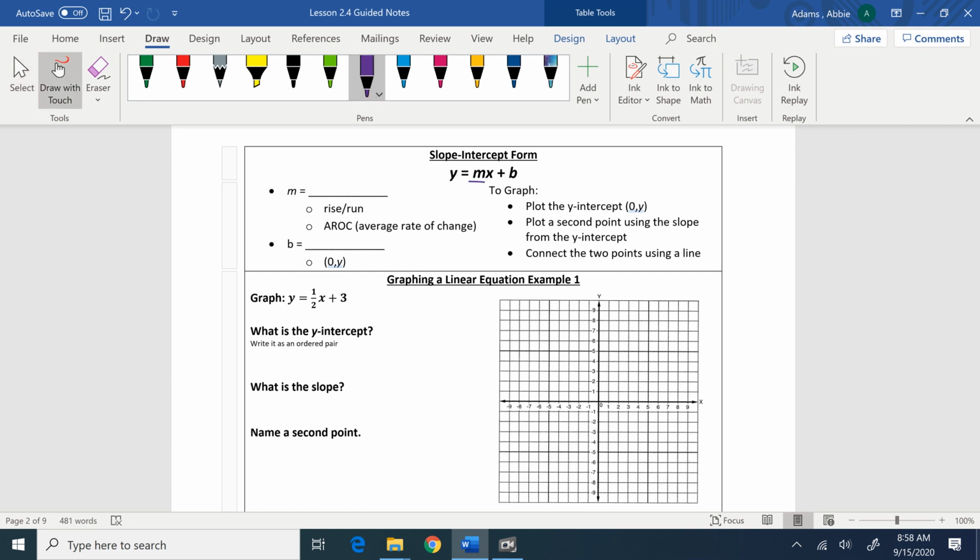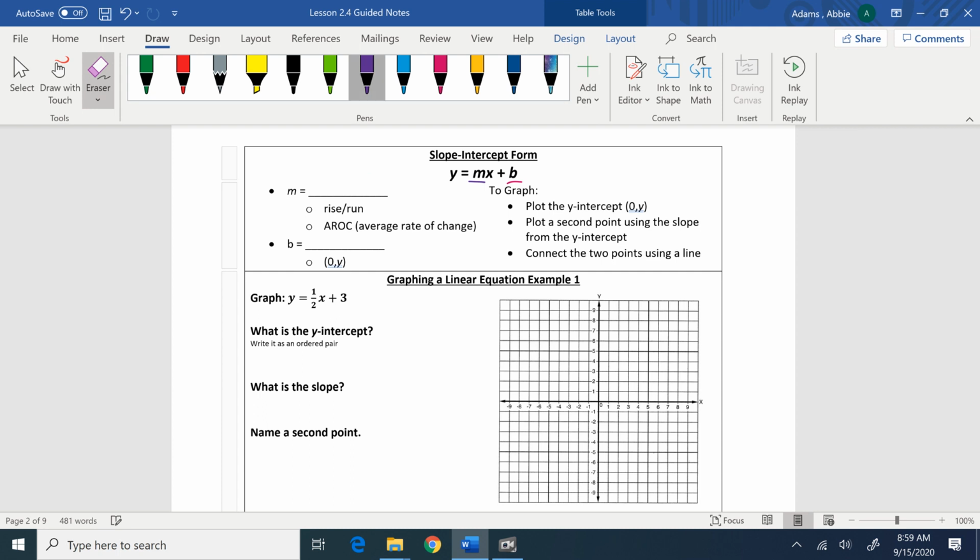We have this y equals mx plus b. So we need to define our variables m and b. M is going to be your slope, which we just learned is the same thing as the average rate of change. That's your rise over your run, so your change in y over your change in x. And then your b is going to be your y-intercept.